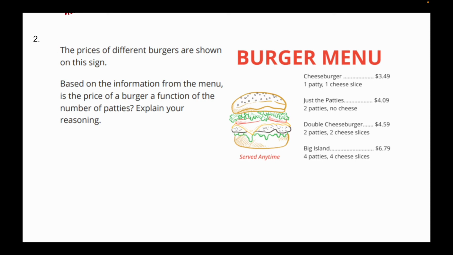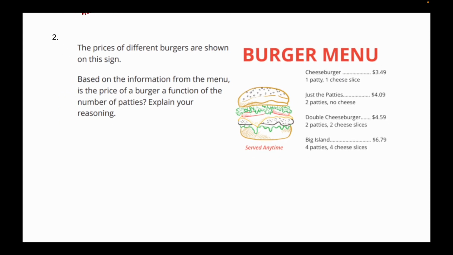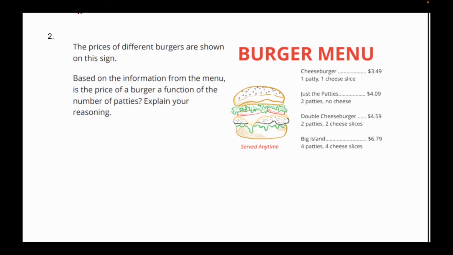So let's look at question 2. This is a completely different thing. We're looking at burgers on a menu sign. So the prices of different burgers are shown on the sign based on the information from the menu. Is the price of a burger a function of the number of patties? So they're asking, is it?